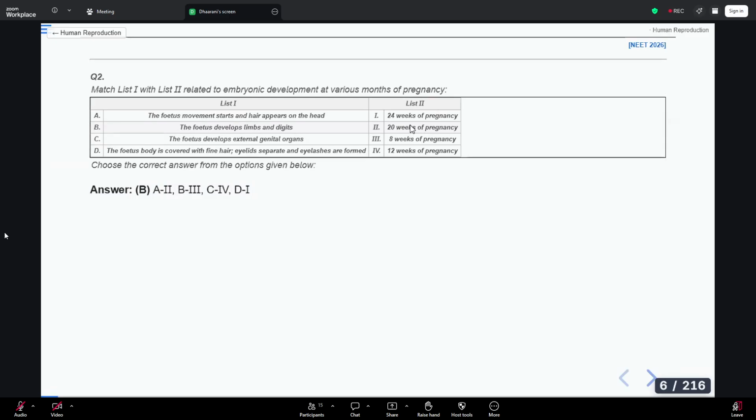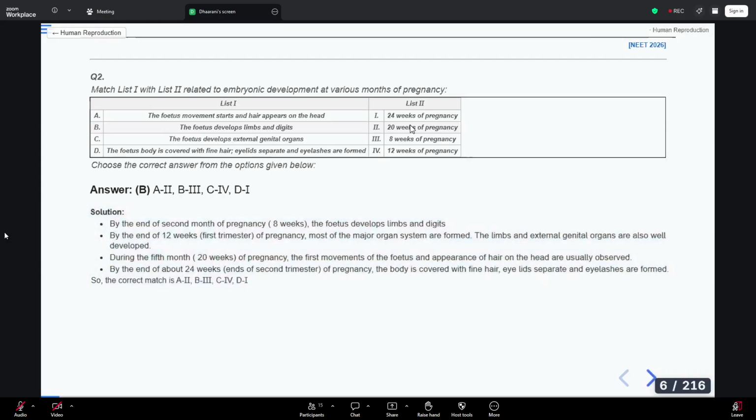So, what will happen during the first month, usually 1 to 4 weeks? In the first 4 weeks, the heart will be formed and it will start beating. Then at 5 to 8 weeks, limbs and digits will be formed.